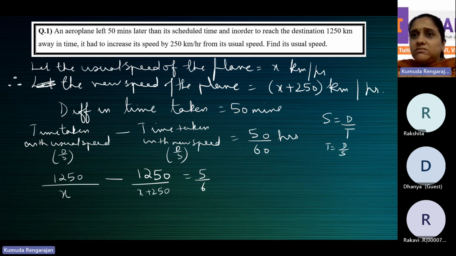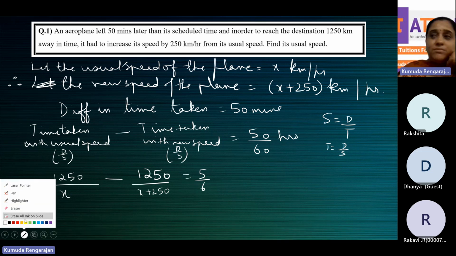Shall we do it again? Since we're just starting with the word problems, I'll just tell you once again, children, the same thing. I'll repeat.